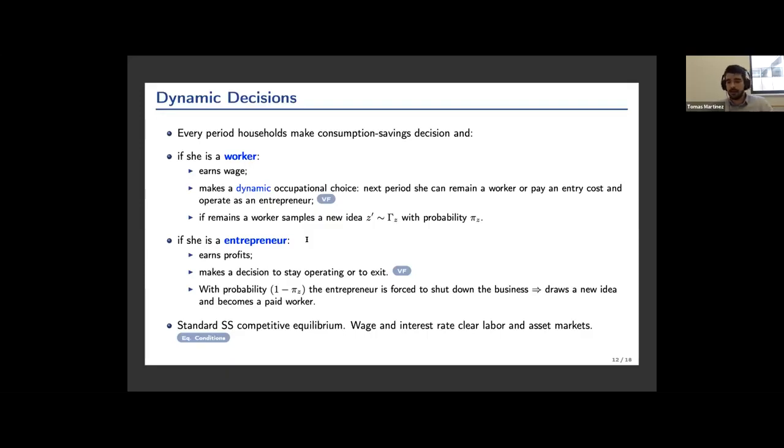Now, standard, we're going to evaluate this model in the steady state, and the calibration is going to be standard, right? So we're going to have wages and an interest rate that are going to clear the labor and asset markets.